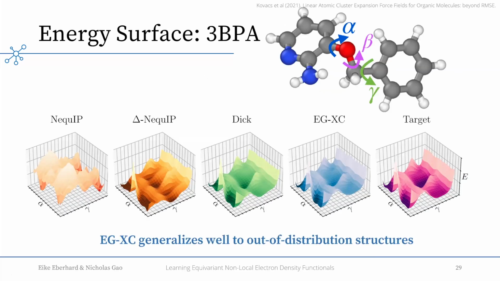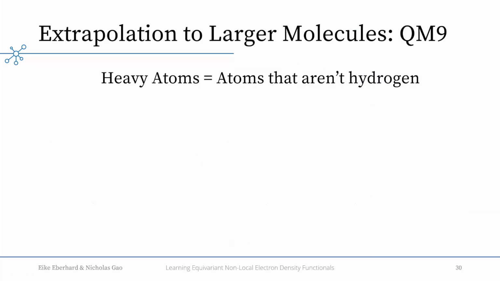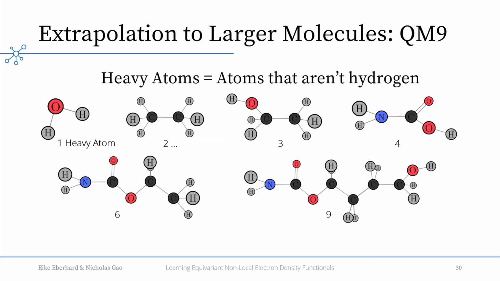Okay, where was I? This brings us to the last ablation that we did in our work. How do we extrapolate to larger molecules? We did this on the QM9 dataset, which contains a bunch of organic molecules with up to 9 heavy atoms. A heavy atom in this context is just anything that's not hydrogen. So water is 1, ethene is 2, and so on.